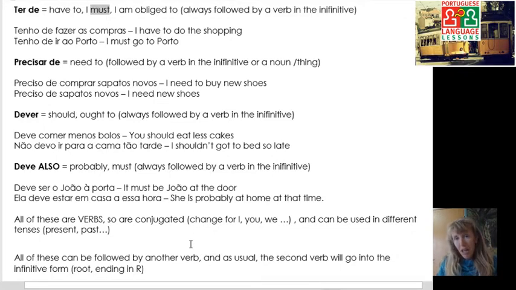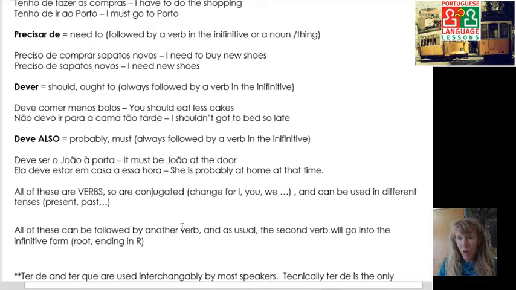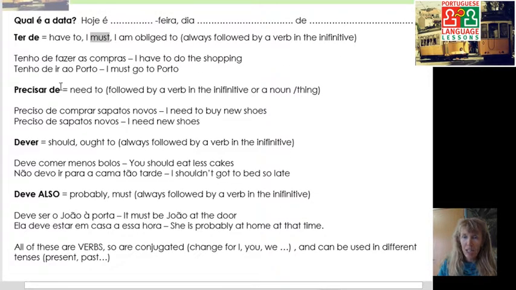And because you're following it by an action, which you can do for all of these, the second verb is always going to be in the root, in the infinitive form, the form ending in R. So if you think about it in English, if I say he has to go, I don't say he has to goes. I use the root form for the second verb because I've already made it clear with the first verb who's doing the action.